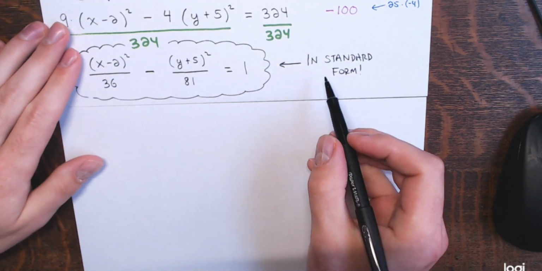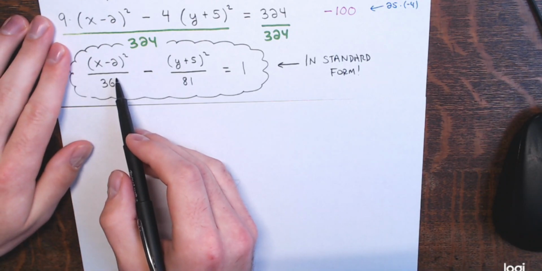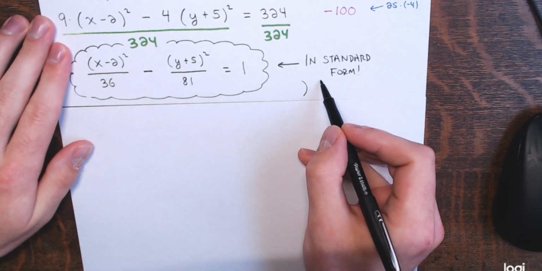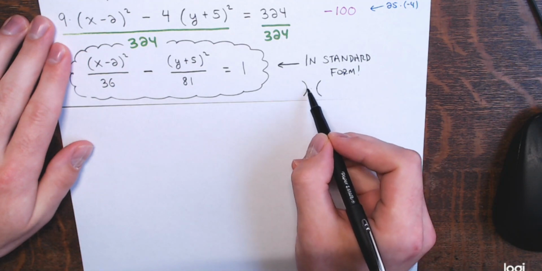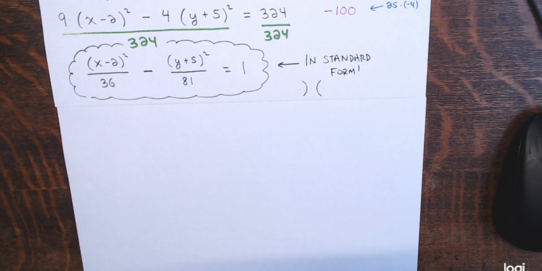And it's in standard form for a hyperbola that's going to have a transverse axis that's horizontal. The curves are going to open to the right and the left. The vertices and foci will be to the right and the left of the center, because it's starting with x squared minus the y squared.